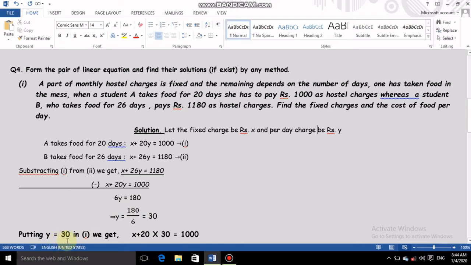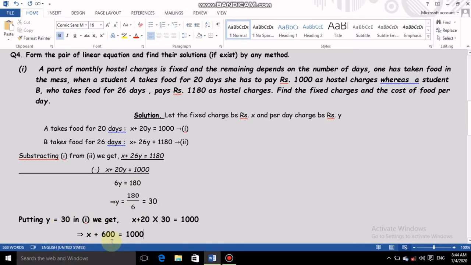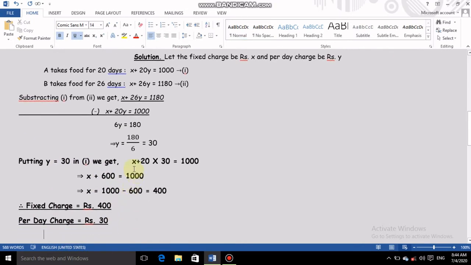Putting y is equal to 30 in equation 1 we get x plus 20 into y. Y we got 30, so 20 into 30 is 600. So x plus 600 is equal to 1000. So x is equal to 1000 minus 600 is equal to 400. So the fixed charge is rupees 400 and per day charge is rupees 30.